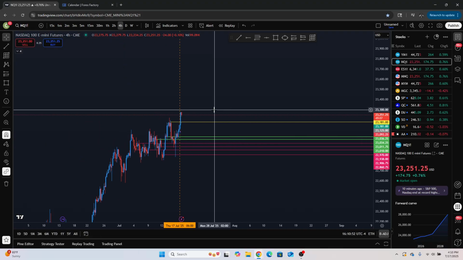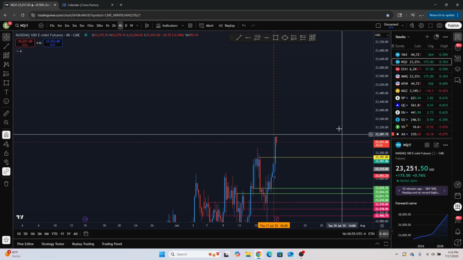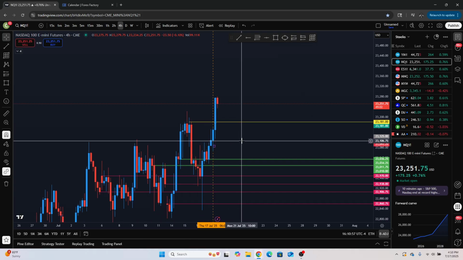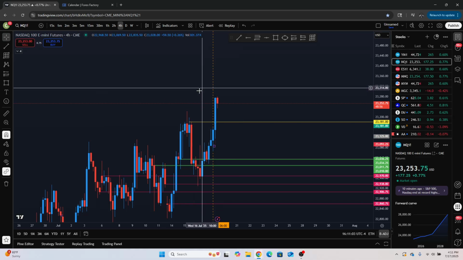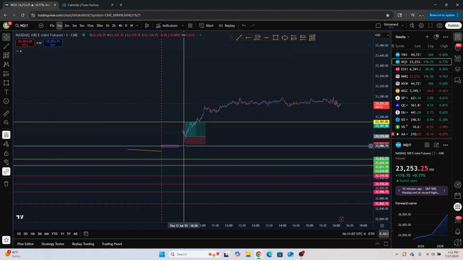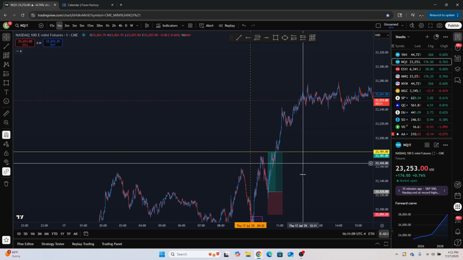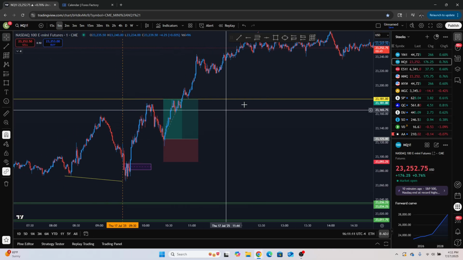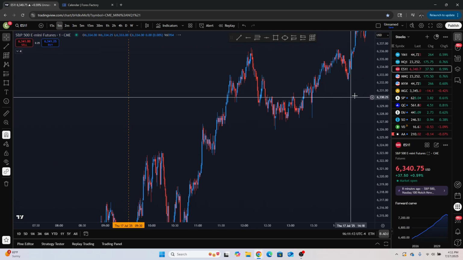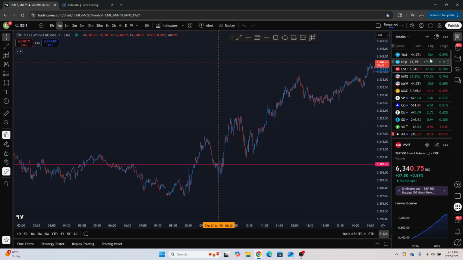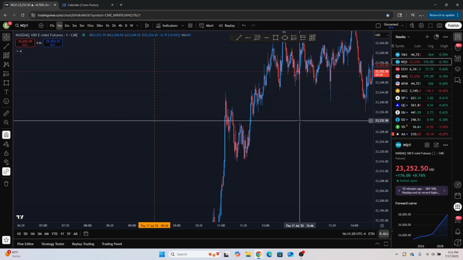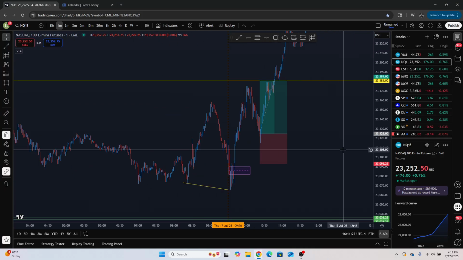Unless you did a fib like I showed you last video and marked out 20 to 25% above this move, above this high, which I'm not sure it reached. That just wasn't the target for today. But as you can see, we did hit a banger. ES ripped as well, as you can see.